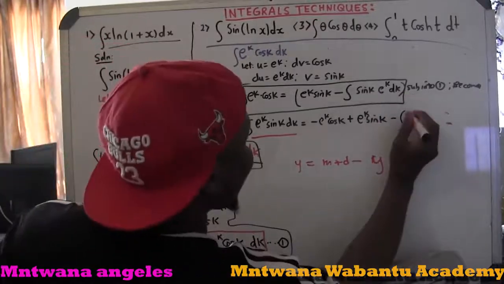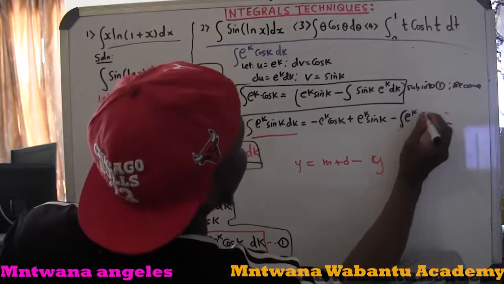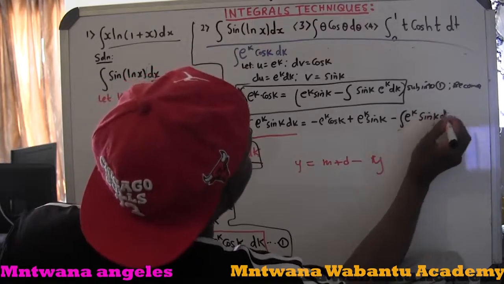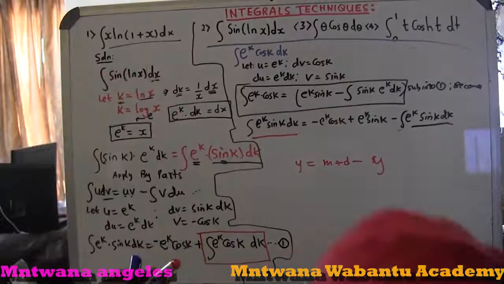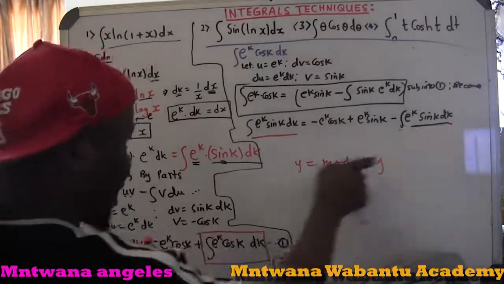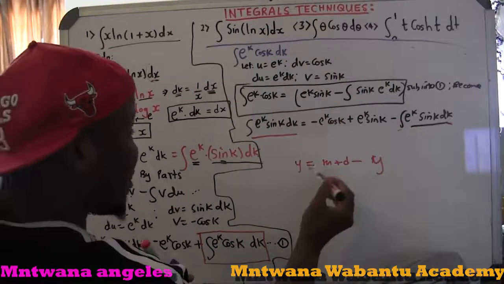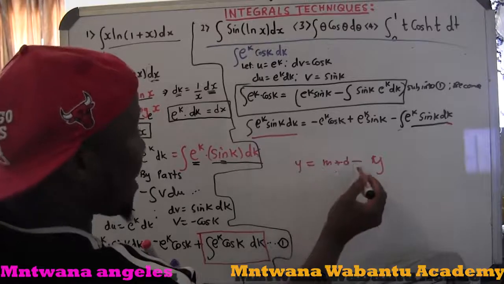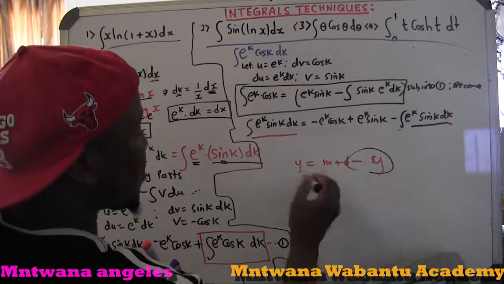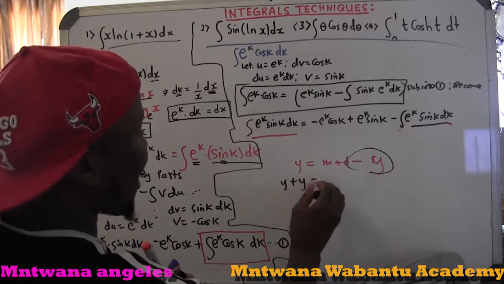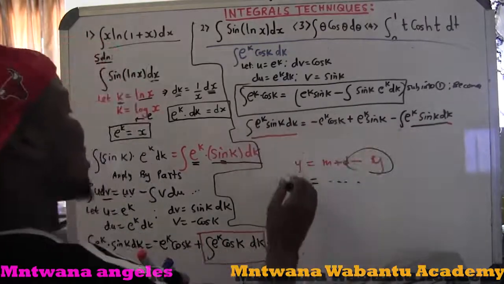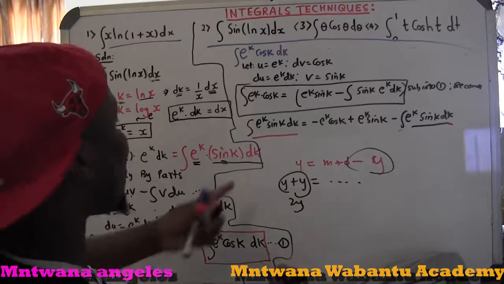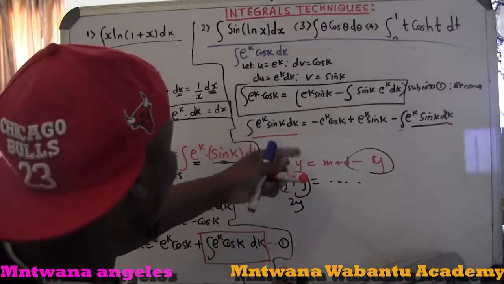Integral e^k sin k dk. So you see, these and these are the same, so I can take it to the left. These negatives are going to become positive. It's like y equal to m plus d equal to y: when you bring it to the left, it's y plus y equal to whatever you have, which becomes 2y. So it's going to become 2 integral of e^k sin k.